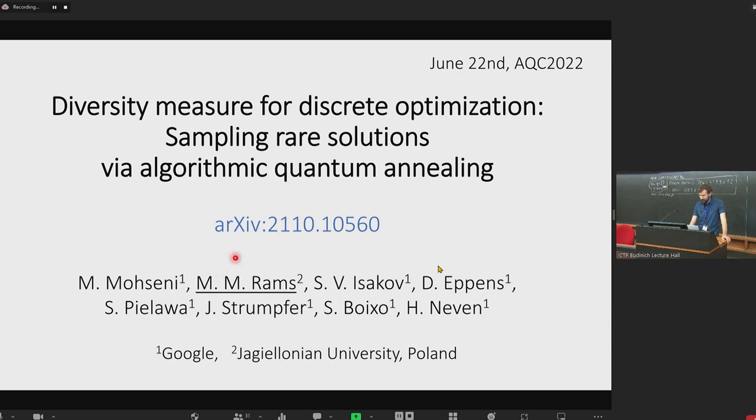So the paper that I would like to present has two angles to it. One deals with the notion of diversity of solution in the context of discrete optimization. And then the second part is some ideas about potentially how you can improve your diversity in the context of quantum annealing.